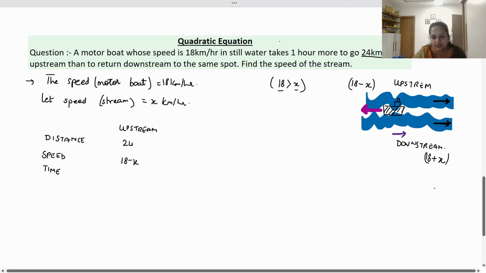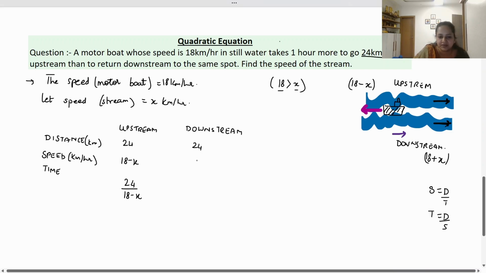In physics, we have learned the formula for speed. Speed is equal to distance upon time. So time is distance upon speed. Using this formula, I get time taken to go upstream will be distance, which is 24, upon speed, which is 18 minus x. When we talk about movement of the motorboat downstream, again, it came 24 kilometers down. Am I right?